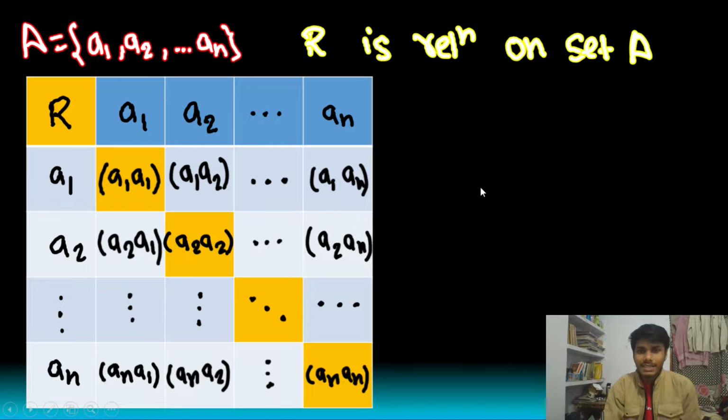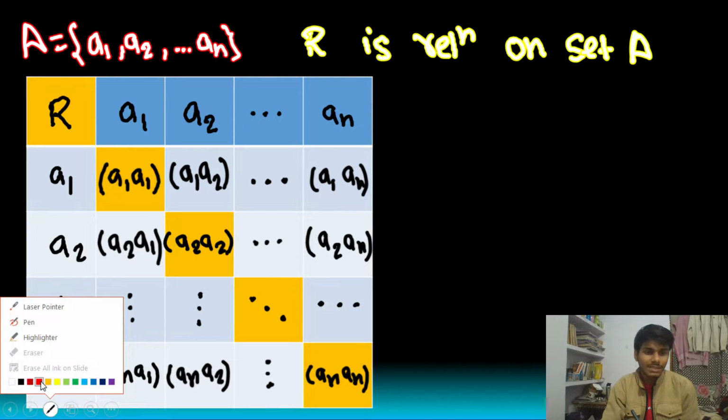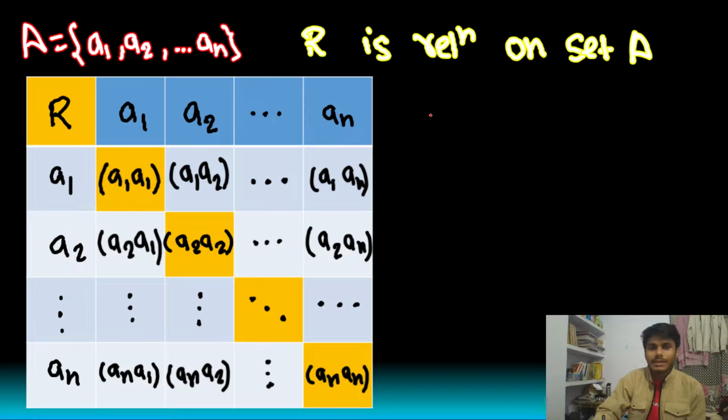If you remember, what is an antisymmetric relation? An antisymmetric relation means if we have (x, y) in our relation such that x is not equal to y, then (y, x) must not be present in our relation. So for the diagonal elements, that is (A1, A1), (A2, A2) up to (An, An), we have two possibilities: either we have the element or we do not. There are n diagonal elements, and for each of them we have two options, so the total is 2 into 2 into 2 up to n times. For diagonal elements, we have 2 to the power n options.